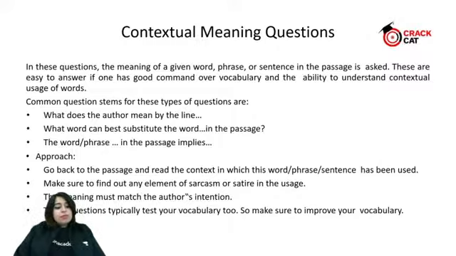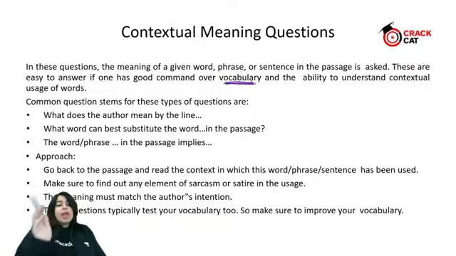Let's look at the next type of questions. The next question type is contextual meaning questions. These types of questions are going to test the meaning of a given word, phrase, or a sentence in the passage. And these are easy to answer if you have a good command over vocabulary and the ability to understand contextual usage of words.